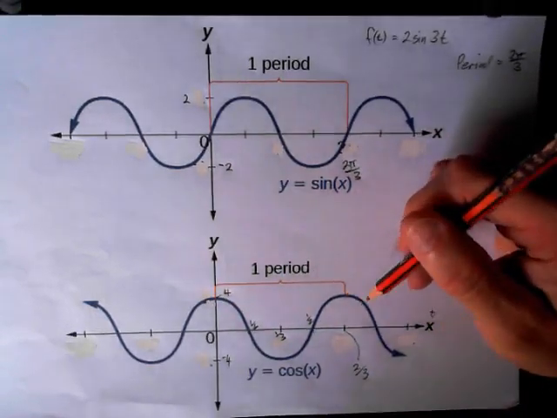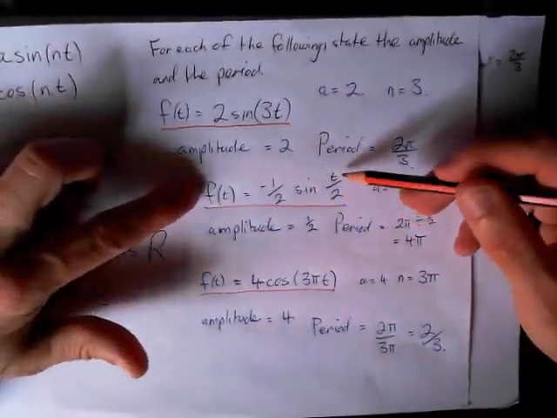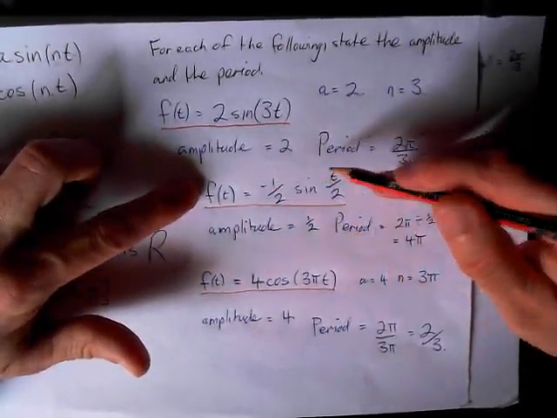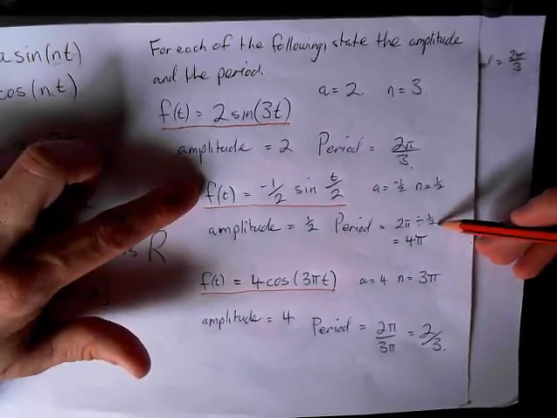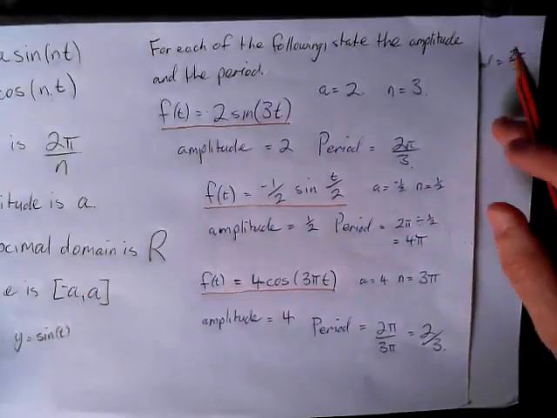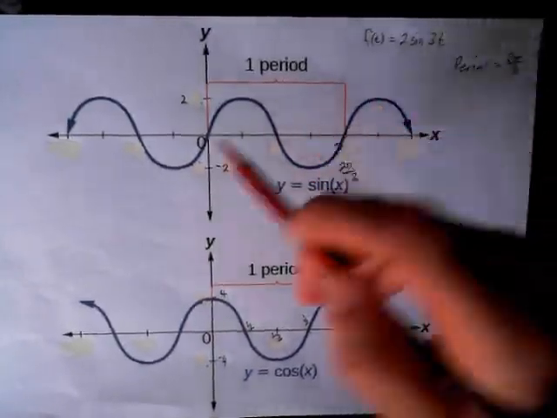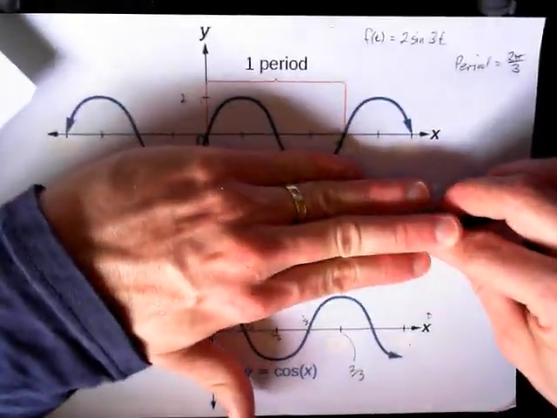What's interesting here is in this example, f of t equals negative a half sine t on 2. The amplitude is a half, n is a half, so the period becomes 4 pi. It's a sine graph, so this would be 4 pi. But this negative here has the effect of flipping the graph that way.